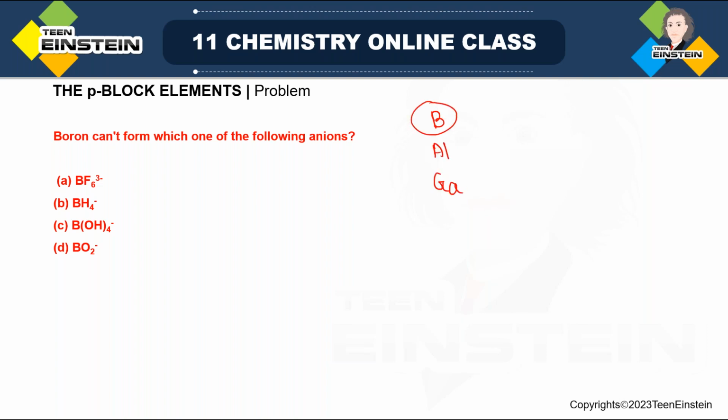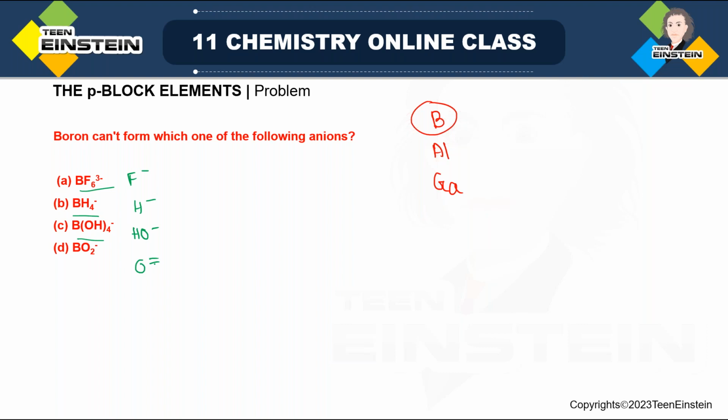Okay. So based on this anomalous behavior of boron, here we have this question which is saying that boron cannot form which one of the following anions. So here you can see total 4 different types of anions are there. The first one is BF6 3-. That means total 6 fluoride ions surrounding boron with 3 negative charges, and BH4-, B(OH)4- with a single negative charge, and BO2-. Now with respect to negative charge, there is no issue because for F it is F-, for H it is H-, for hydroxide OH-, and for each oxygen it is 2 negative charge. So with respect to charge it is fine.